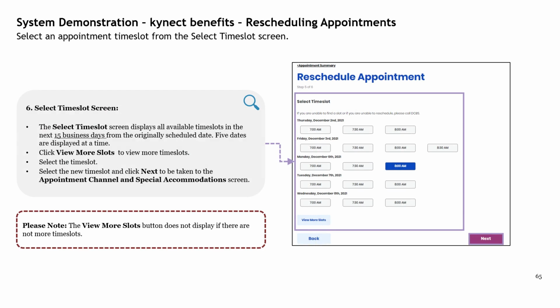Next, select an appointment time slot on the Select Time Slot screen. The Select Time Slot screen displays all available time slots in the next 15 business days from the originally scheduled date. 5 dates are displayed at a time. Click View More Slots to view more time slots. Please note that the View More Slots button does not display if there are not more time slots. Select the preferred new time slot, then click Next to navigate to the Appointment Channel and Special Accommodations screen.